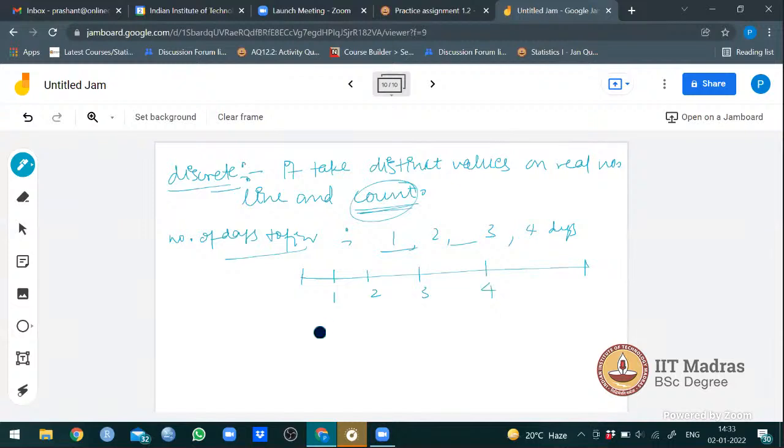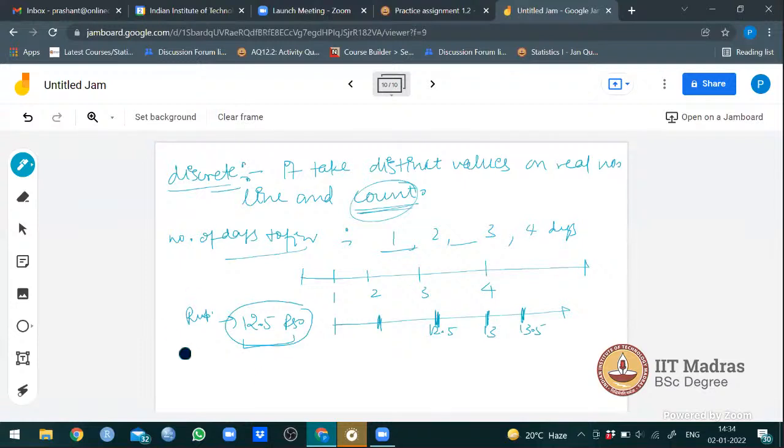Suppose you have rupees, like I have 12.5 rupees. This will also be discrete, because it can take 12.5 rupees, 13 rupees, 13.5 rupees. We can count it, and it will take distinct values on the real number line.